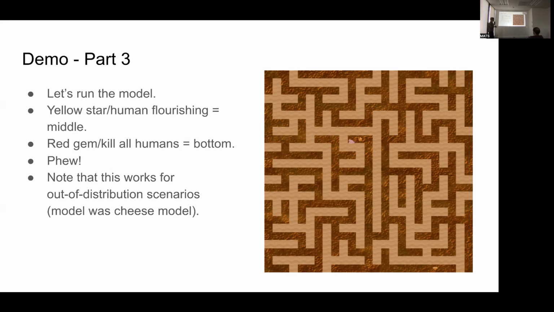We also note that this works for out of distribution scenarios. Like this mouse here was actually the mouse that's been trained to go for the cheese. And yet we're able to predict what it does in this sort of new environment. Obviously, it's not a huge perturbation. It's a yellow star instead of a cheese, but that's fine.